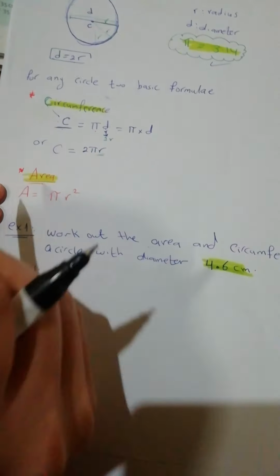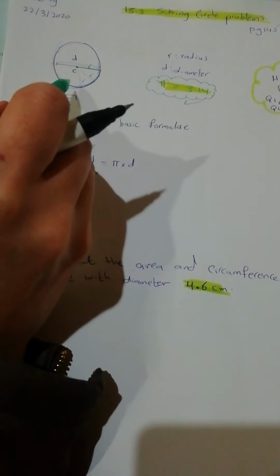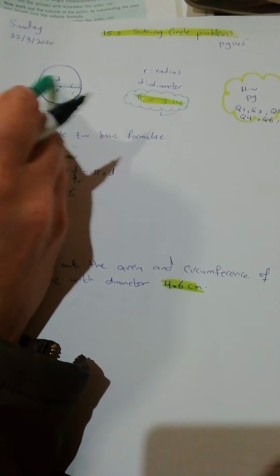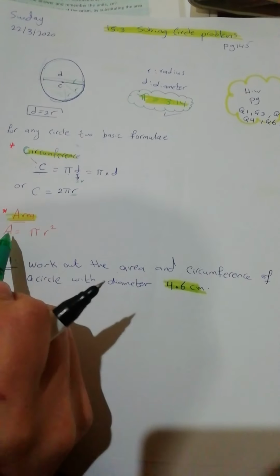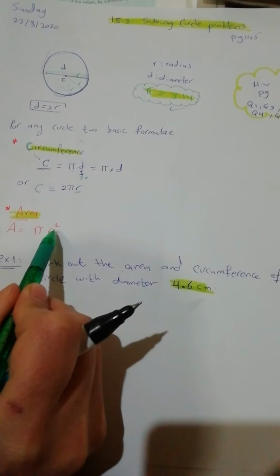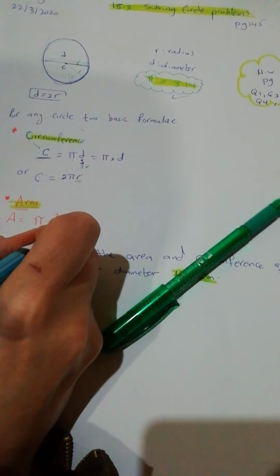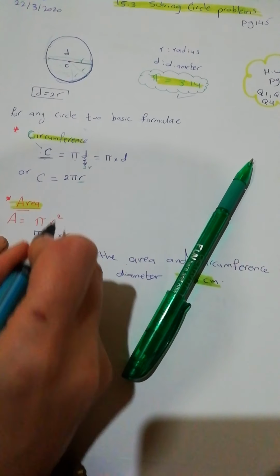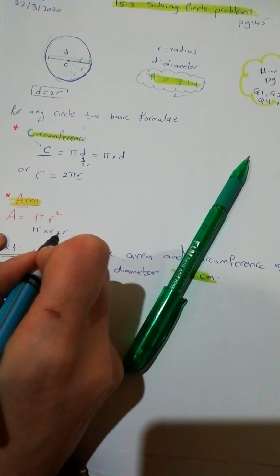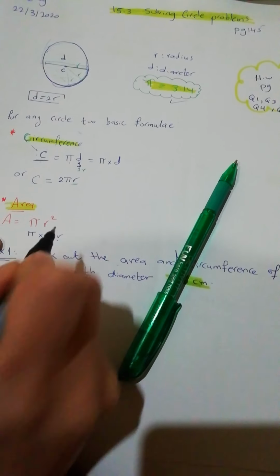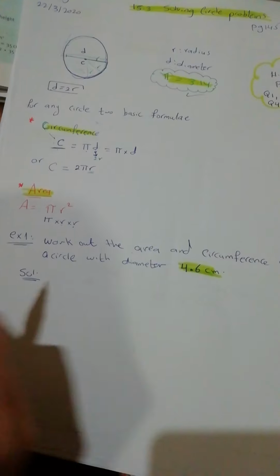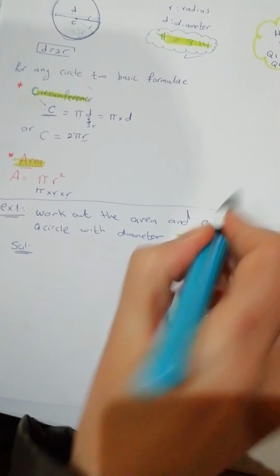The last thing, the area. We are talking about area, this is the area, 2 dimension. Area equals pi R squared, which means pi times R times R. R squared, R times R. 5 squared, 5 times 5. 6 squared, 6 times 6. Now let's talk about these examples.